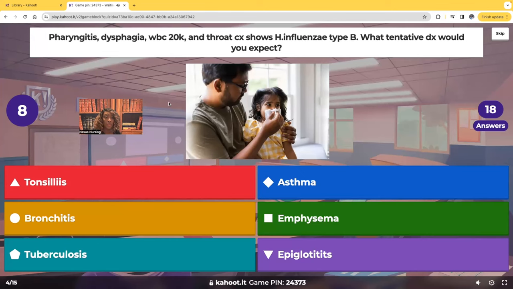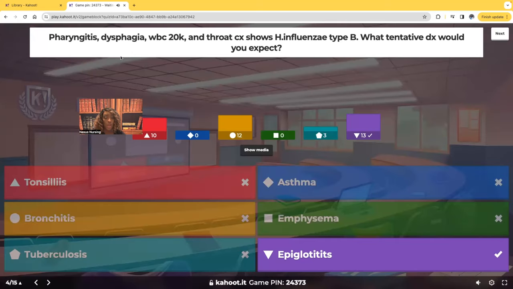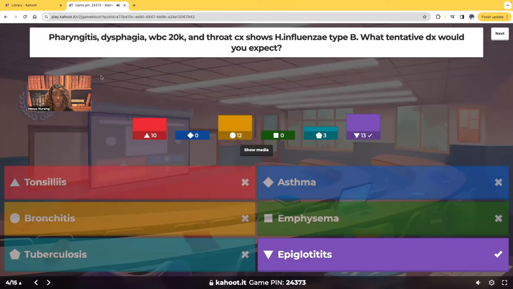Your patient presents with pharyngitis, that sore throat, dysphagia, difficulty swallowing, WBC of 20,000, and the throat culture shows H influenzae type B. What do you expect that your patient has? And the correct answer is epiglottitis. I'm happy there are more that chose the right answer than the wrong, but it's pretty split. 13 of you guys chose epiglottitis, which is a correct answer.